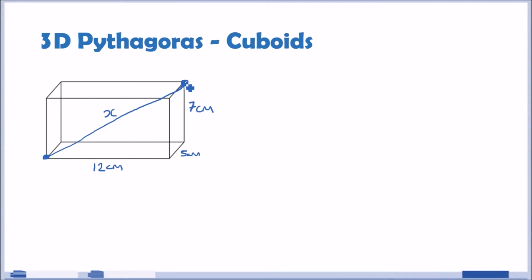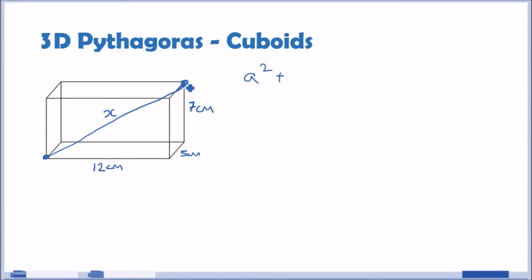Now, the simple way to calculate this is to consider that we have multiple lengths. So we're going to travel from here to here to here. So we consider traveling across. So let's look at lengths 12, 5, and 7. And the way Pythagoras works, we use the 3D method, which is simply a squared plus b squared plus c squared equals the diagonal d squared.